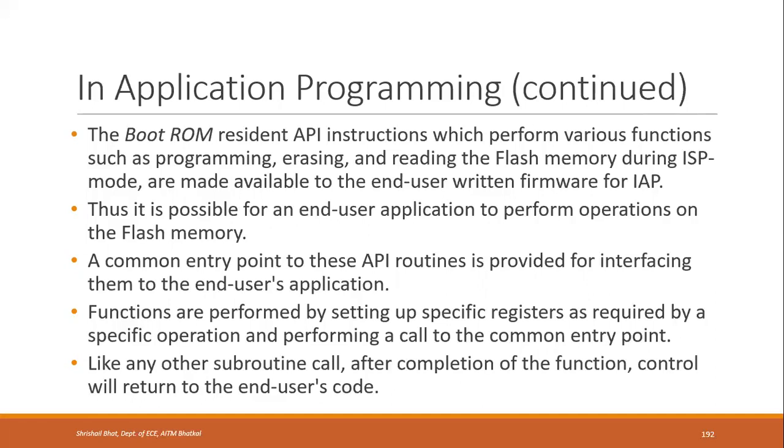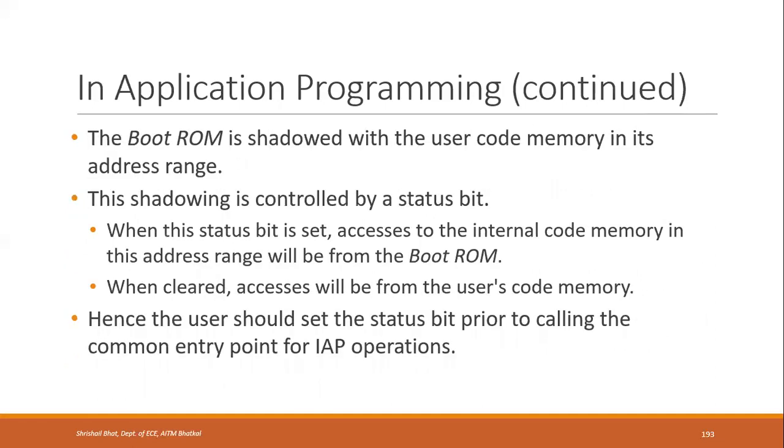The functions are performed by setting up specific registers as required by a specific operation and performing a call to the common entry point. After you perform that function, like any other subroutine call, after completion of the function the control will return to the end user's code. The boot ROM is shadowed with the user code memory in its address range. The address range will be common to boot ROM as well as the code memory. It will be shadowed in the sense that at a time one of these will be chosen. This shadowing is controlled by a status bit.